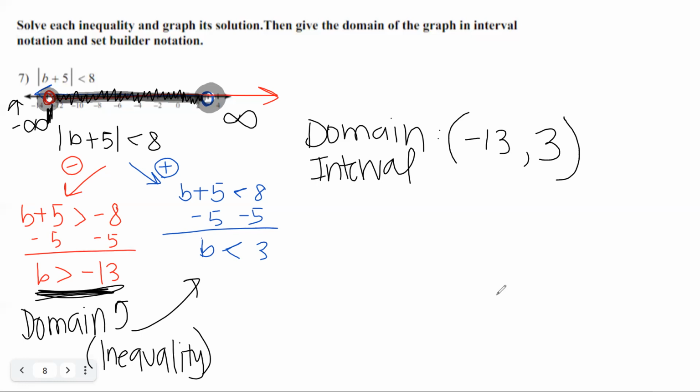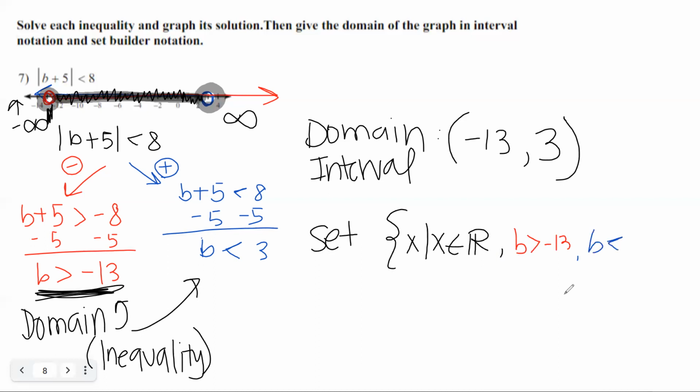We also want to come up with our set builder notation for our domain. And so remember, it's always x such that x is an element of the real numbers, but we want to just take our inequalities. Like x can be any number, all numbers in between, but B has to be greater than negative 13 and B has to be less than 3. Otherwise, we'd be including the entire number line if we just said all real numbers. Those are really bad curly braces. There we go.